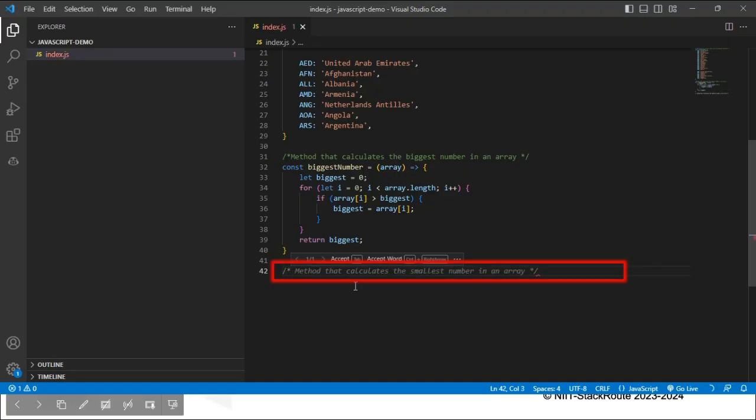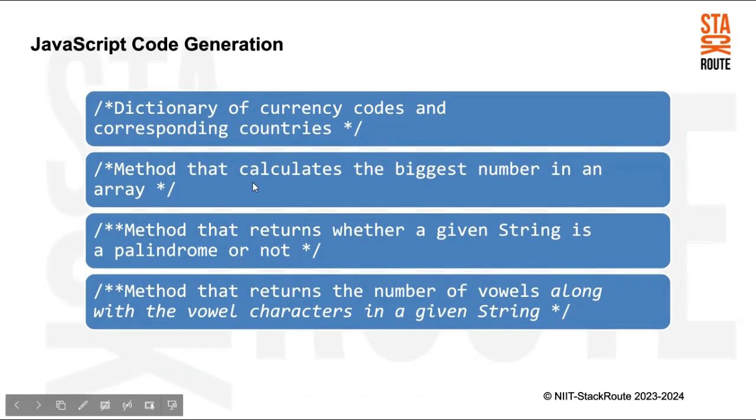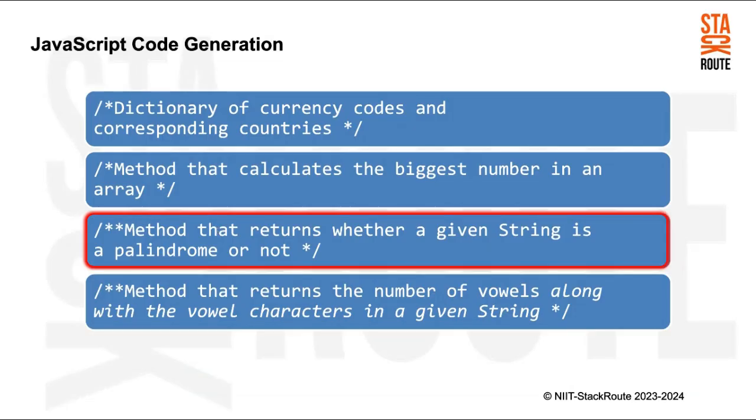And you can see how intelligent it is. Based on this comment, it is suggesting me another comment which states method that calculates the smallest number in an array. But let me go back to the slide and see what is the third problem statement. So method that returns whether a given string is a palindrome or not.